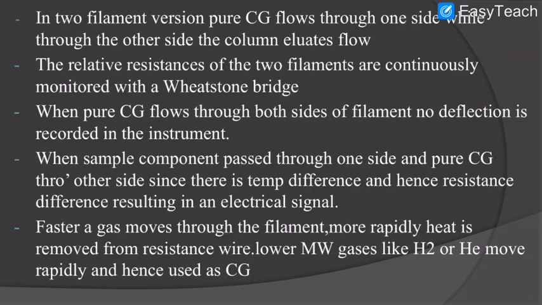So the resistance will be lower in that case. Now lower molecular weight gases like hydrogen or helium move rapidly because they are light, and they are used as carrier gas. Usually the compounds which you are analyzing have high molecular weight, and the carrier gas which is used should have very low molecular weight. So there is a good difference in the resistances which you get when the sample flows through the column, through the resistance wire.